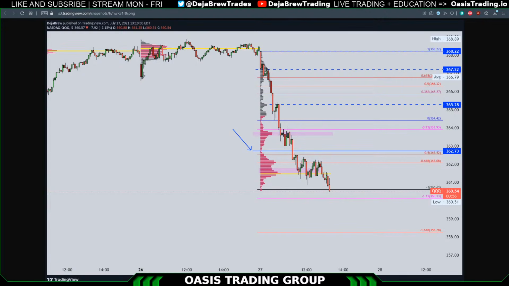Here's another update. And look at what happened. We tried to reclaim the POC, which we kind of did for a little bit. But it was still putting in lower highs. So you see lower high, and then you sold off. All right? So you started to sell off. The POC is still acting as resistance.